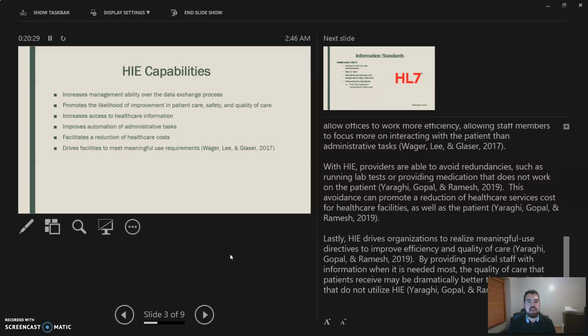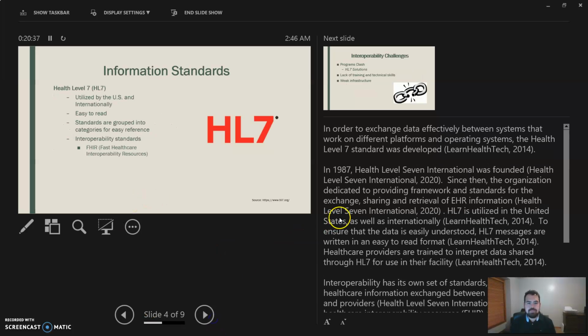But you might be thinking, okay, now that the HIE capabilities are out there, what standards are set? Well, in order to exchange data effectively between systems that work on different platforms and operating systems, the Health Level 7 standard was developed. In 1987, the Health Level 7 International Organization was founded. And since then, the organization has been dedicated to providing framework and standards for the exchange, sharing, and retrieval of EHR information. HL7 is utilized in the United States as well as internationally.